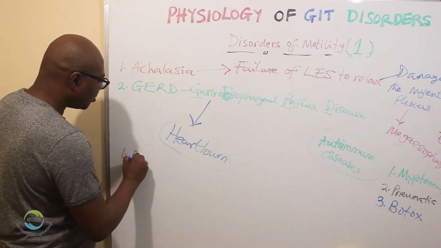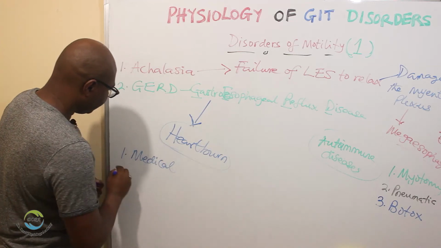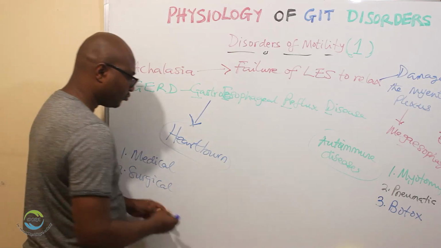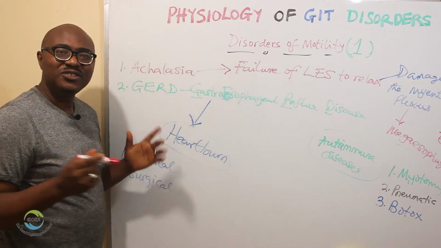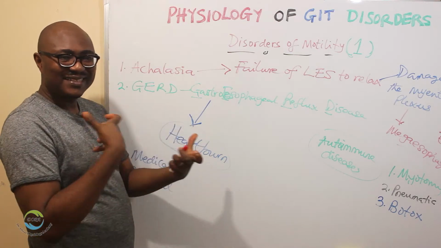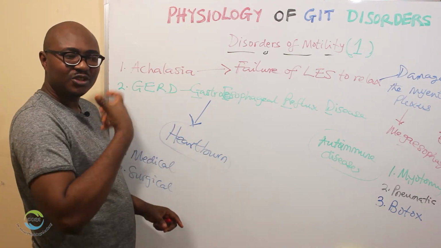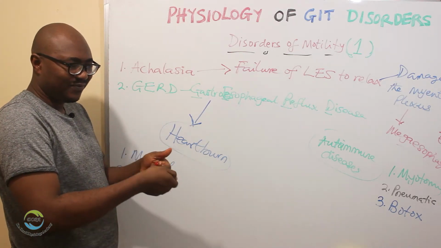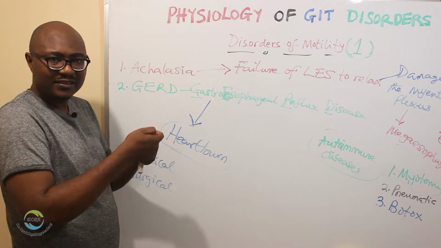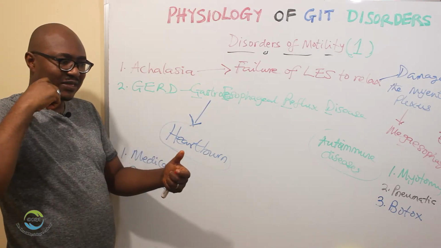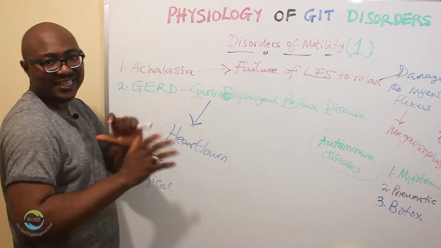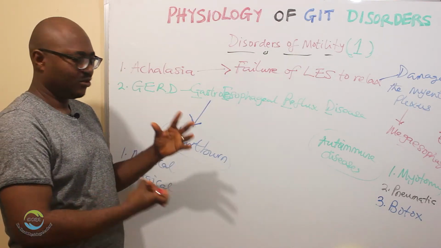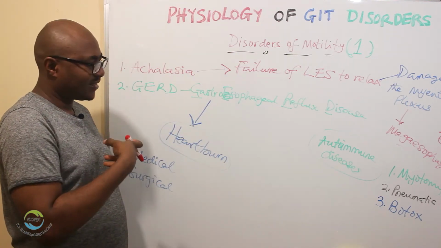You have the medical solution. You have the surgical solution. So when we talk about medical solution, we're talking about chemical substances, drugs that can solve the problem. Surgical solution, we're talking about using physical manipulation of the organs. Sometimes you cut something out. Sometimes you attach something. You sew. That's surgery for you. Okay? So medical.